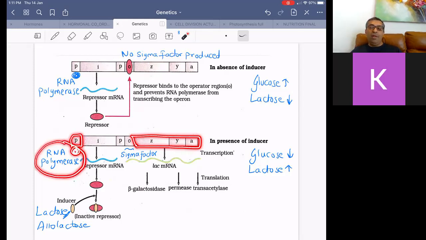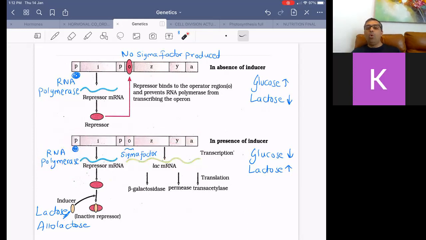And RNA polymerase, we remember, will go from the promoter gene to the structural gene, and RNA polymerase helps in transcription of the gene to form an RNA called the mRNA. तो mRNA बनता है स्ट्रक्चरल जीन की मदद से, बट उसको ट्रांसक्राइब करने के लिए we need an enzyme called RNA polymerase that is attached to the gene called the promoter gene.